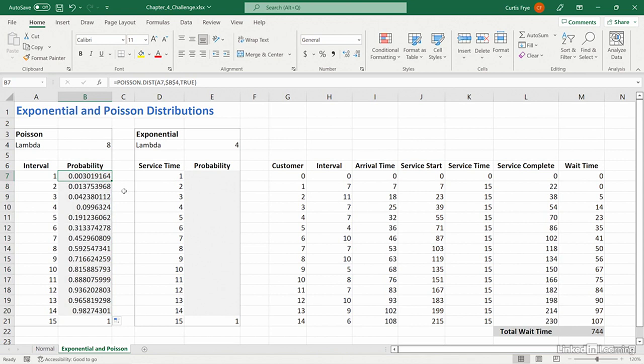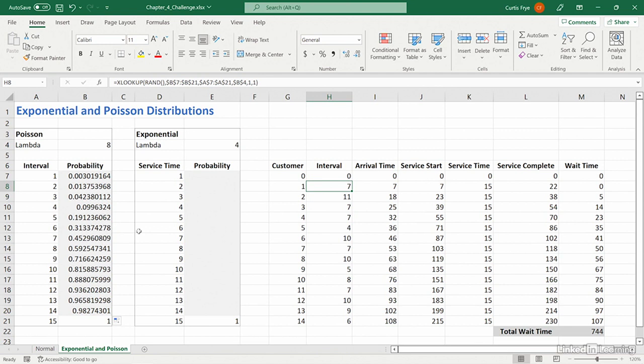And the lookup functions that I use over here for interval use B7, B8, B9, all the way down to B21 to look up a value and find an interval. So in the first case, the interval is 7, which means that the value was between about 0.45 and 0.31.